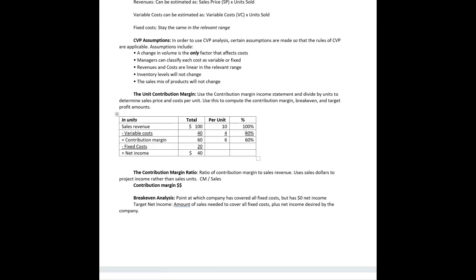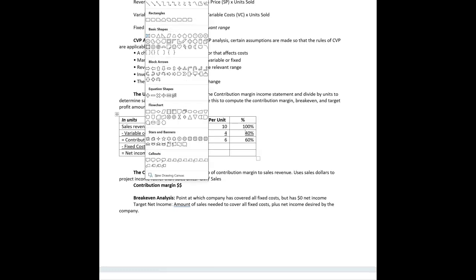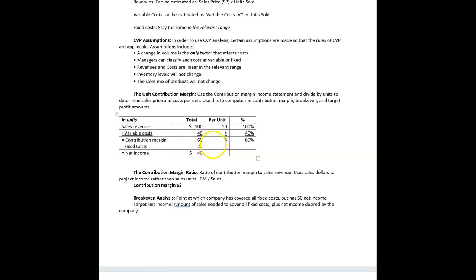Now down here, I'm just going to put a quick line in here. I don't want you to ever use these lines. Never use that. Can I do another one? No. I'll just do it like that. We only do per unit, contribution margin and above. You don't do fixed cost per unit.